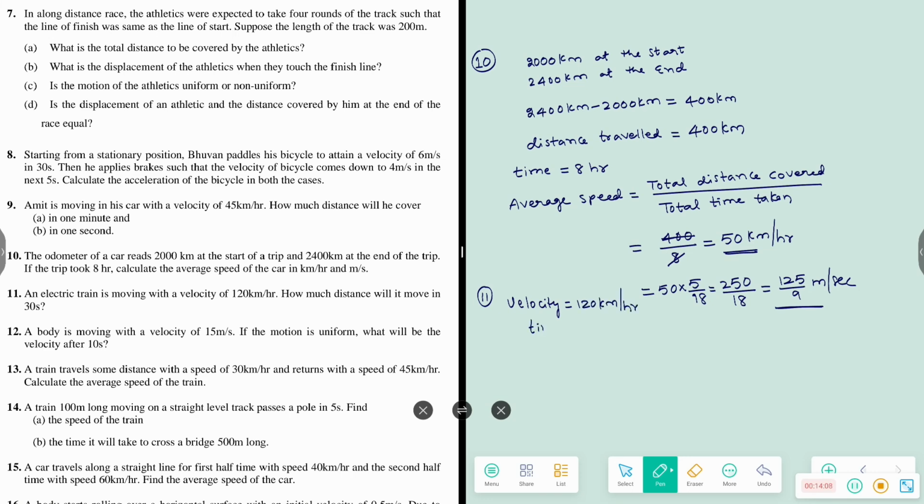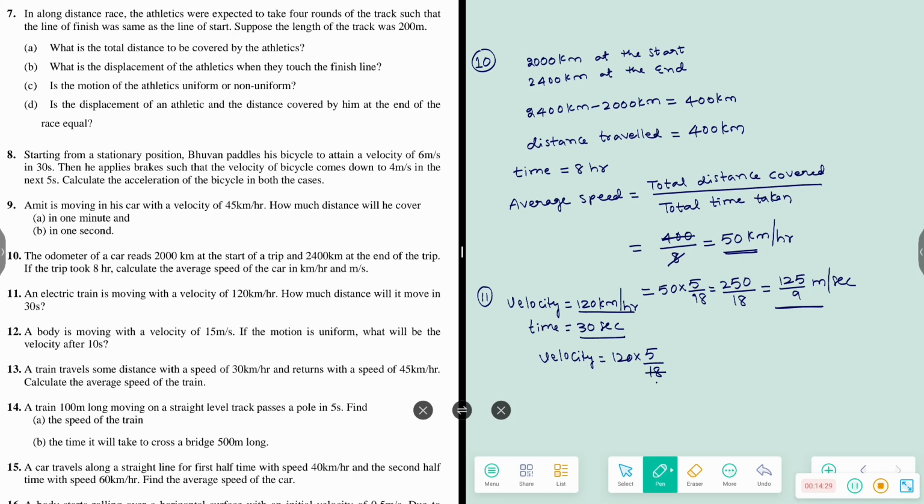But time is given only 30 seconds. So what is better? Better you convert this 120 km per hour into meter per second. So velocity can also be written as 120 into 5 by 18. Now we get it in meter per second.